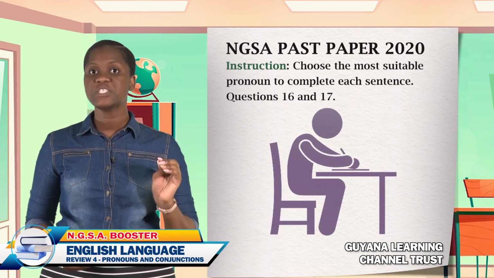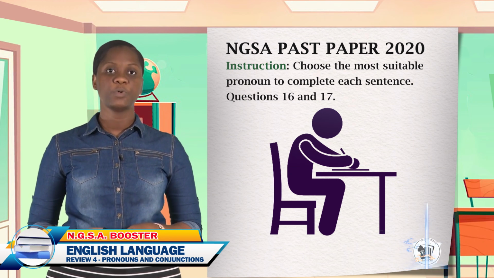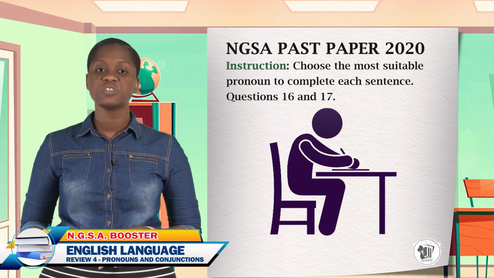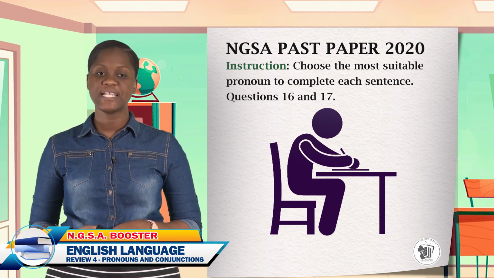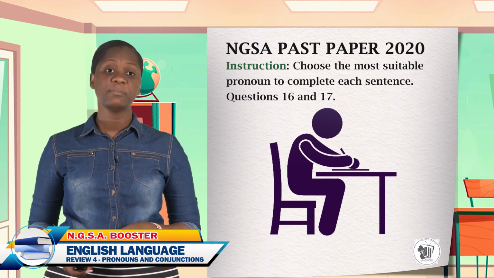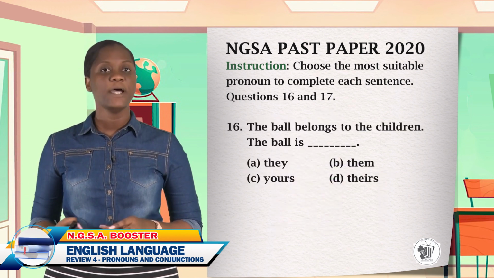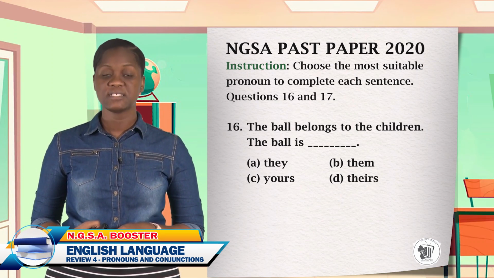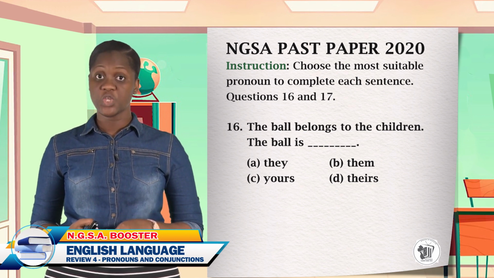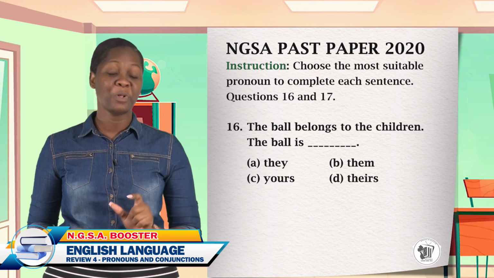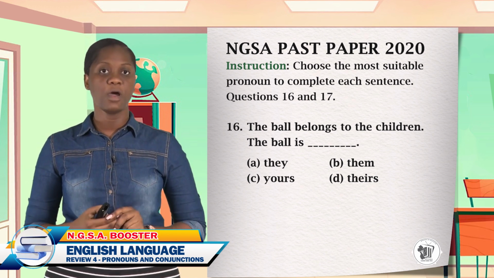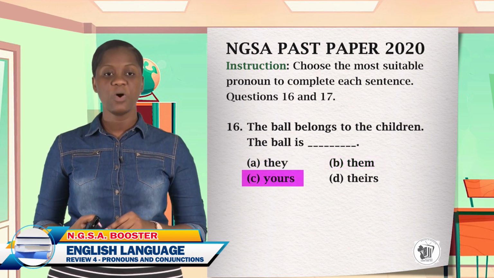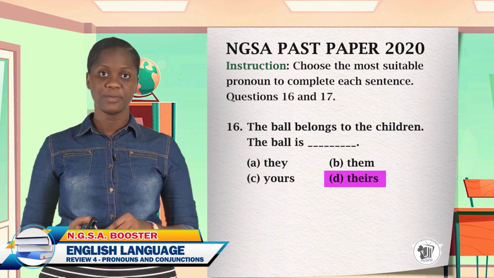In the year 2020, we saw questions coming on pronouns. Let's go through the instruction. It reads, choose the most suitable pronoun to complete each sentence. These were found at number 16 and 17. Number 16, the ball belongs to the children. The ball is something. Definitely, boys and girls, we are looking for a suitable possessive pronoun. So let's look at the options. We have A, they, B, them, C, yours, or D, theirs.